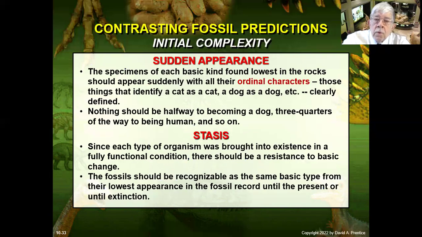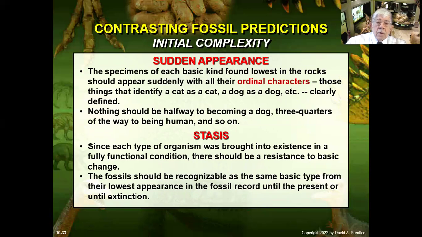So what we expect according to creation is that there would be a sudden appearance. The specimens, when they're preserved as fossils, the specimens of each basic kind found lowest in the rocks should appear suddenly with all of their identifying characteristics, the ordinal characters, those things that identify a cat as a cat, a dog as a dog, and so forth. They should be found in the very lowest representative of each major type. Nothing should be halfway to becoming a dog, 3/4 of the way to being a human, and so forth.